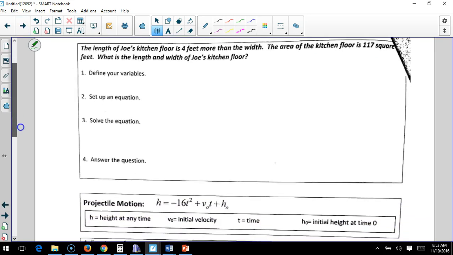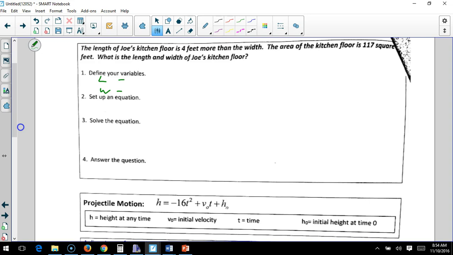The length of Joe's kitchen floor is 4 feet more than the width. The area is 117. What's the length and width of his kitchen floor? Define your variables. Well, we're going to say length and width. Now, it says the length is 4 more than the width.